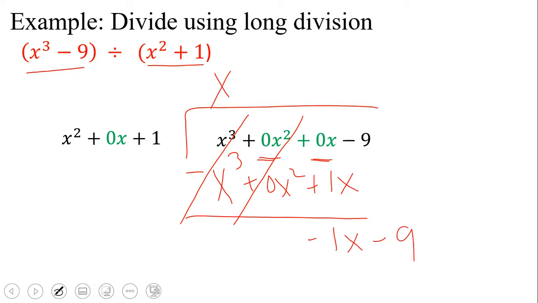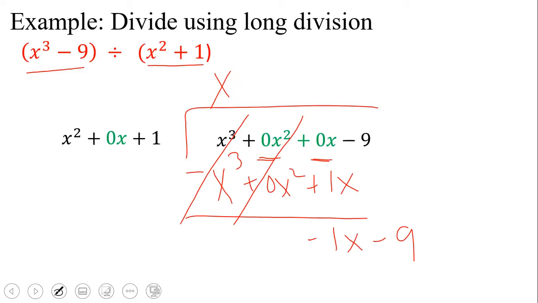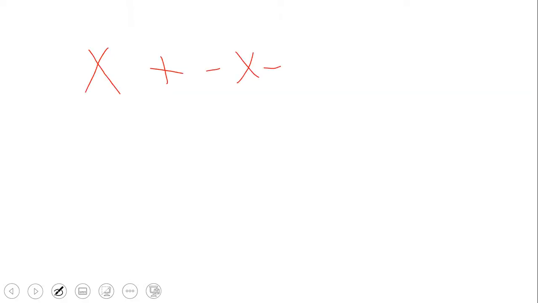And as you can see here, you're actually not able to go in any more because a square doesn't divide into a linear. So again, this is not a factor of the polynomial because it doesn't go in evenly. How do you write your answer? Well, again, you have to write your answer as the quotient, which was x, plus the remainder over the divisor. So the remainder was negative x minus 9 over the divisor, which was x squared plus 1.